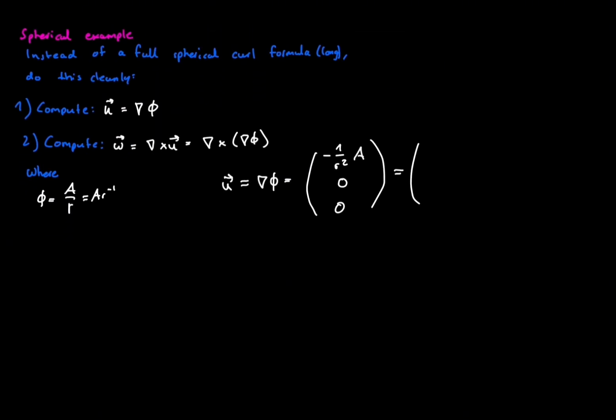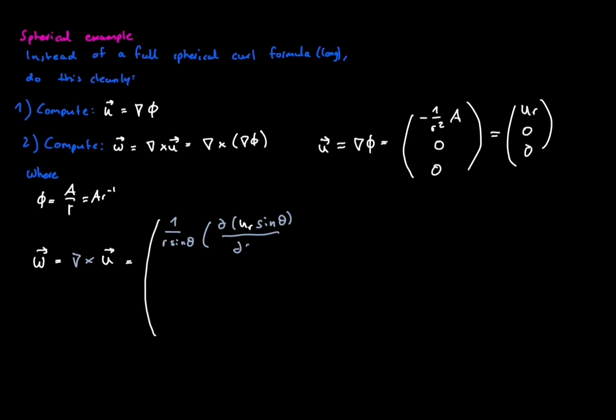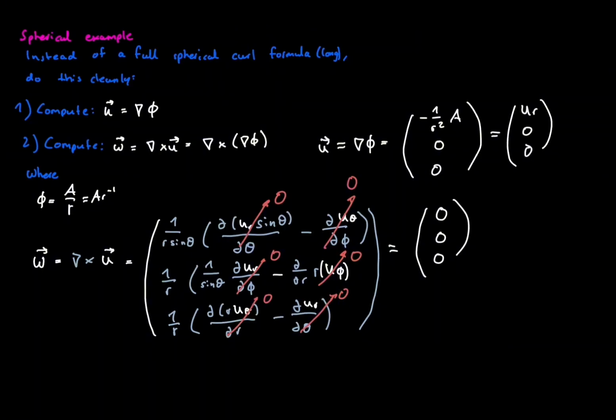In spherical coordinates, if velocity equals the gradient of a scalar potential, such as A over r, the curl is 0. Potential flows are irrotational.